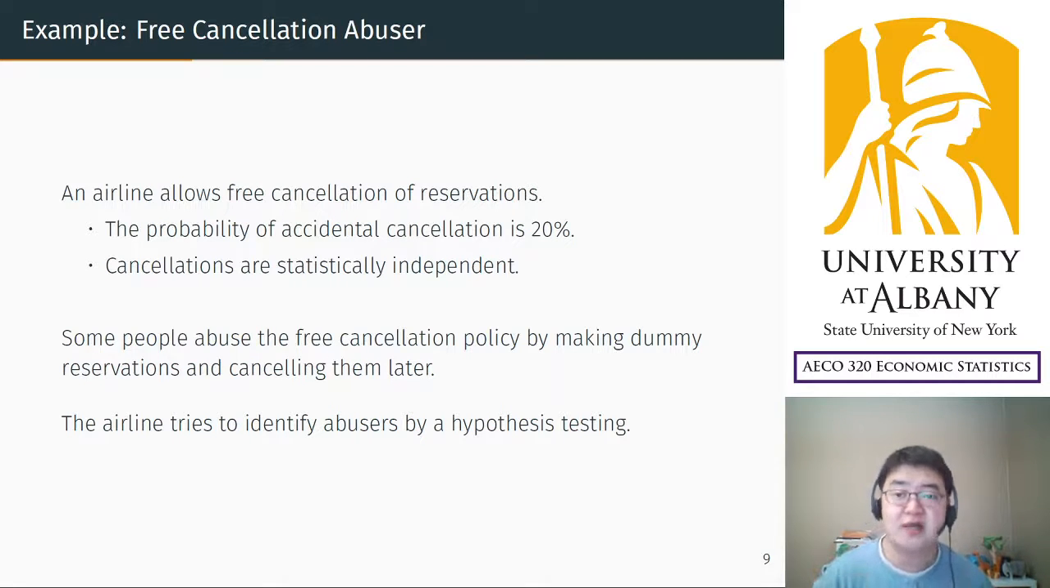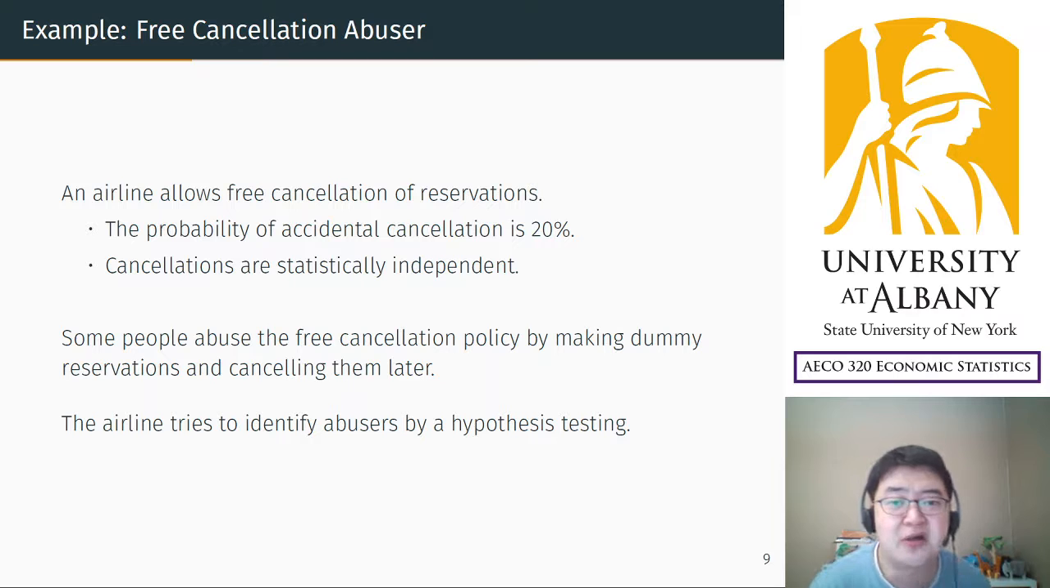Assume that the airline knows that some passengers, some customers, may cancel their reservations accidentally, unintentionally, due to emergency, with 20%. So 20% is the probability that a reservation is canceled. And as usual, we assume that reservations are statistically independent of each other. But what we are going to do here is, this airline is okay with 20% accidental cancellations.